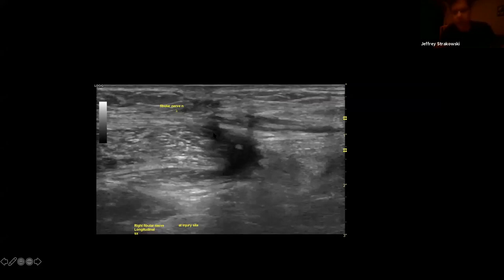So here's the lateral gastrocnemius injury. So it's also important to look at.